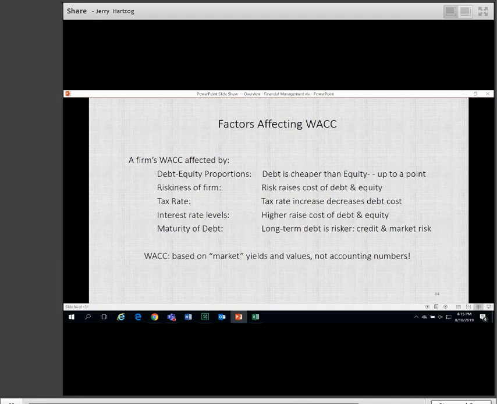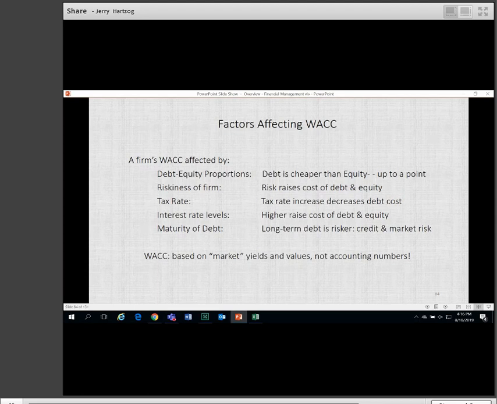Next, riskiness of the firm. Risk will increase the cost of both debt and equity. Remember, we said that corporations trade at a yield spread over Treasury security, and that spread reflects investors' expectations of the riskiness of the corporation. So if they increase their risk assessment, the cost of debt goes up. Same thing with equity. The higher the risk of the company, the higher the required return.